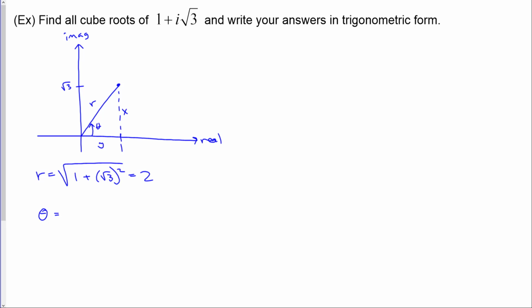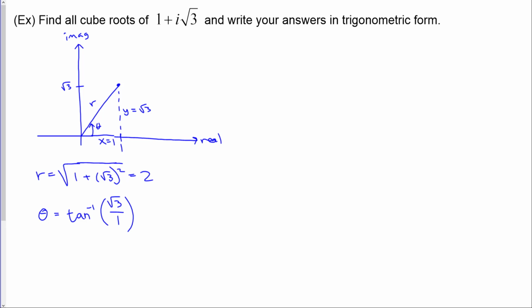Theta is going to be the arctangent of y over x. Oops, yeah, I mixed up my x and my y. Sorry about that, that's confusing. Let me fix that. This is the y value. This is the x value. So the y value is square root of 3. The x value is 1.